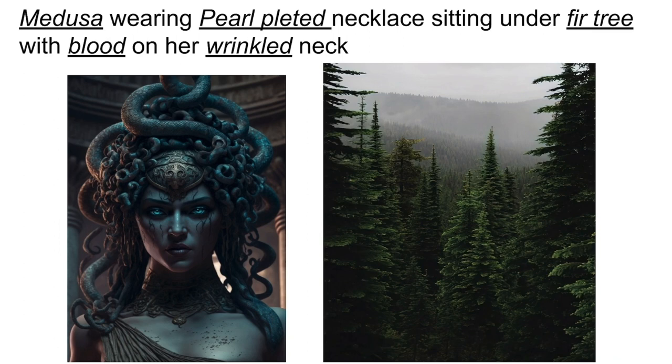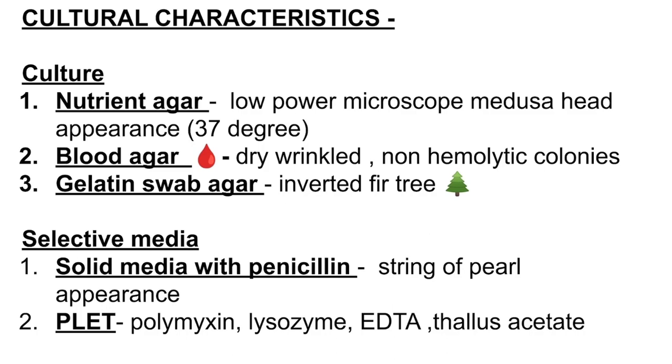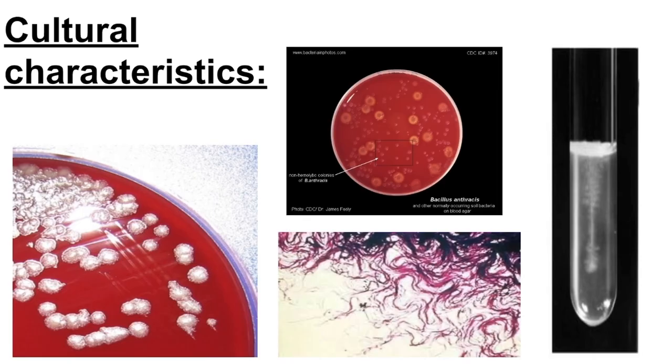So Medusa wearing pearl-plated necklace sitting under fir tree. Fir refers to inverted fir appearance in case of gelatin stab agar, with blood on her wrinkled neck. Blood and wrinkled, these both words refer to blood agar, in which dry, wrinkled, non-hemolytic colonies of Bacillus anthracis are seen. So this is a mnemonic for cultural characteristics. The first picture here is a pearl appearance in case of solid media with penicillin. The second picture is a red agar, non-hemolytic colonies are seen. The third, pink color in which you can see is a medusa head appearance. The fourth test tube picture is an inverted fir tree appearance in case of gelatin.